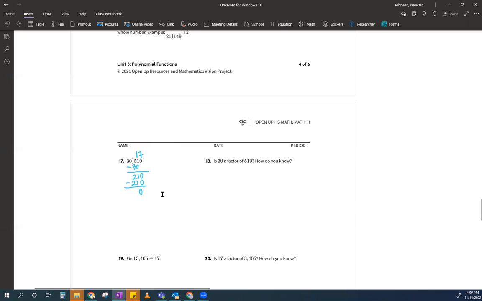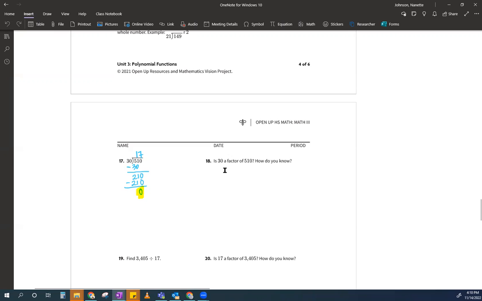So there are a couple of interesting pieces here. The fact that the remainder is 0 means something special about this relationship of 17, 30, and 510. The biggest thing that you should know is that it means that 30 divides 510.